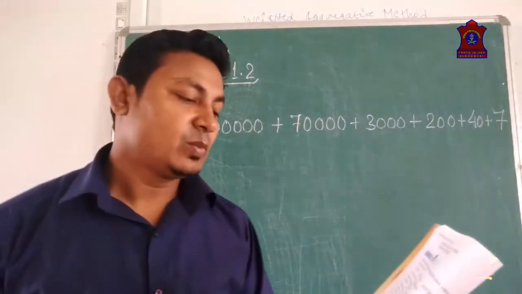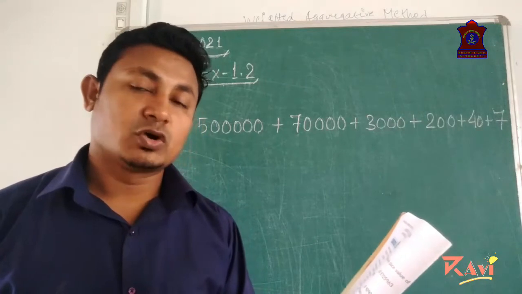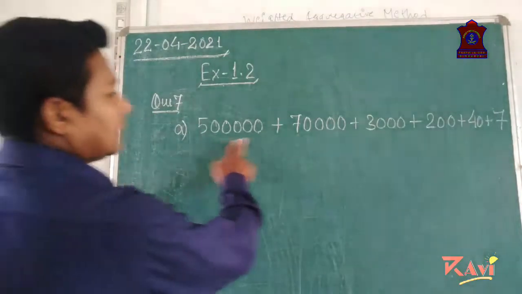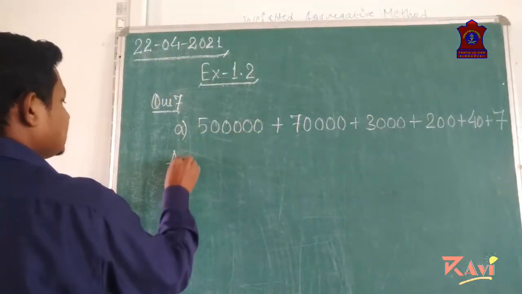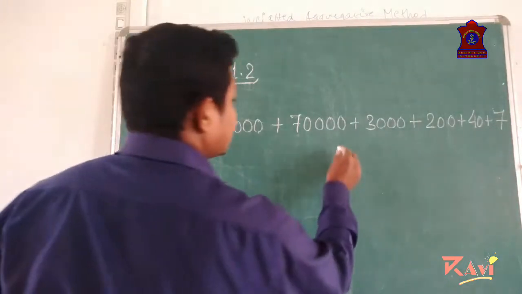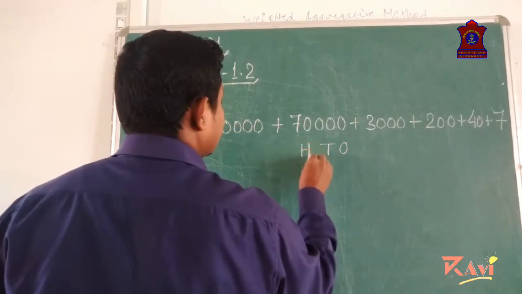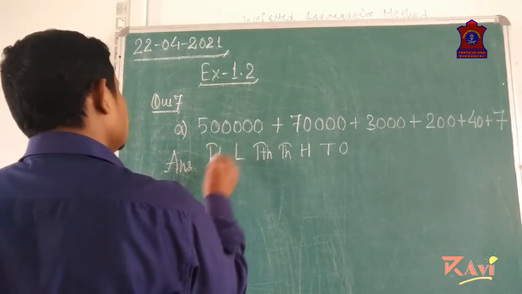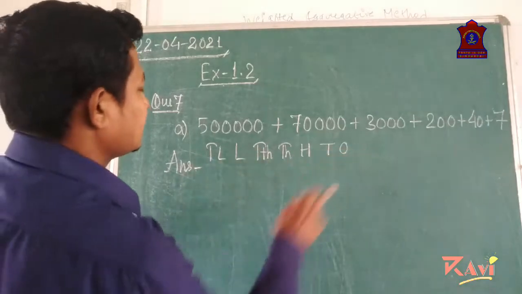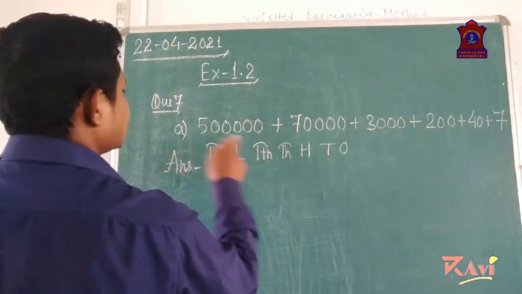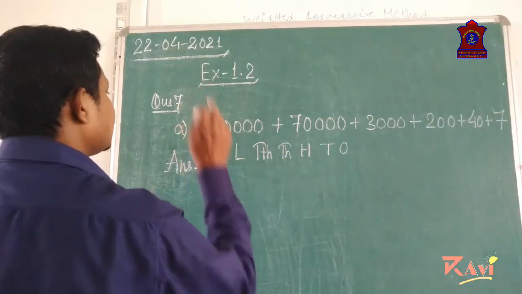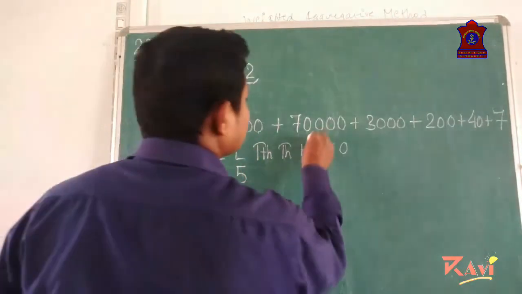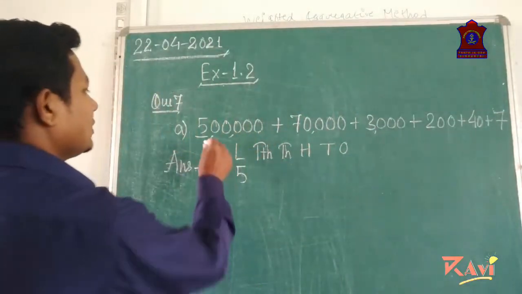Now, question number 7. Write the following numbers in the short form. See here, the question is given. To write this, the simple way is to create a place value chart first. 1s, 10s, 100s, 1000s, 10,000s, lakh, and 10 lakh. Okay? This is the way you can write this number. Now check which is the biggest digit here. 1s, 10s, 100s, 1000s, 10,000s, lakh. So 5 is at lakhs place. Write 5 here. You can place commas also. Okay.